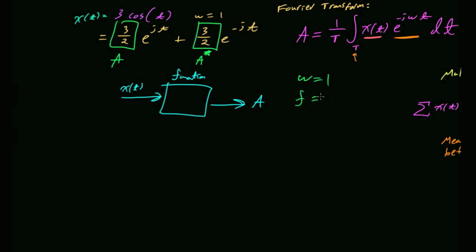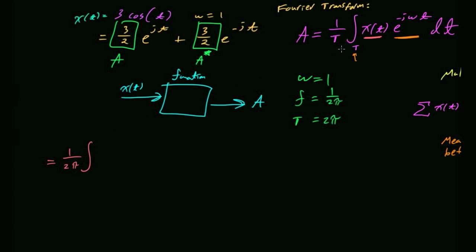Frequency is 1 over 2 pi, and therefore my period is 2 pi. Okay, let's write the integral. Equals 1 over 2 pi times the integral over 1 period. Now, I can either go from 0 to 2 pi, or I can go from minus pi to pi. It doesn't matter. As long as you hit 1 period, it doesn't matter.